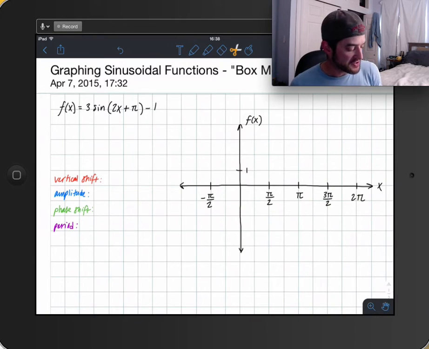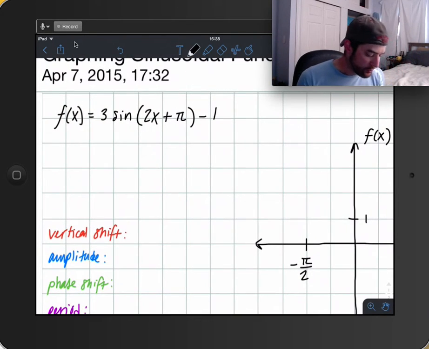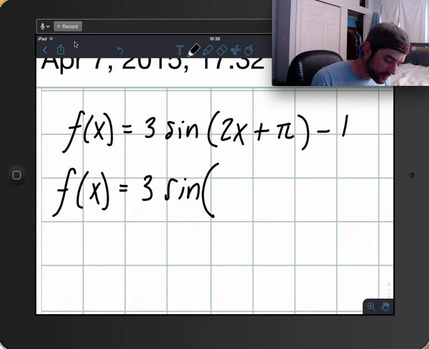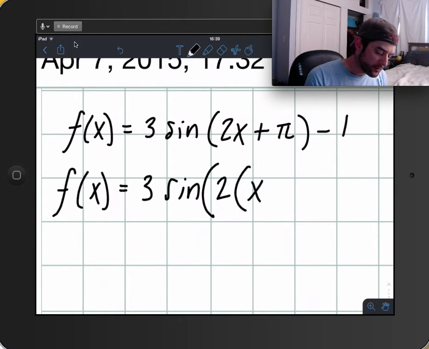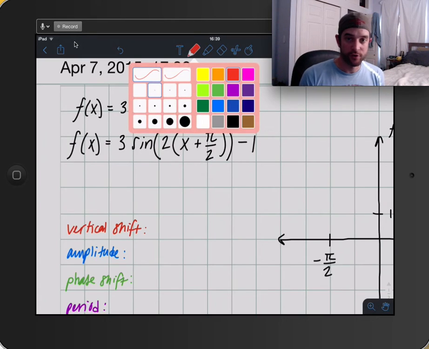For this example, we're going to use f of x equals 3 sine of 2x plus pi, minus 1. Before you can graph any sine or cosine, at least with this method, you need to factor out the coefficient that is with the x inside the sine. So we change this to f of x equals 3 sine of 2 times x plus pi over 2, close the parentheses, and then minus 1. Now we can look at all four of our transformations.